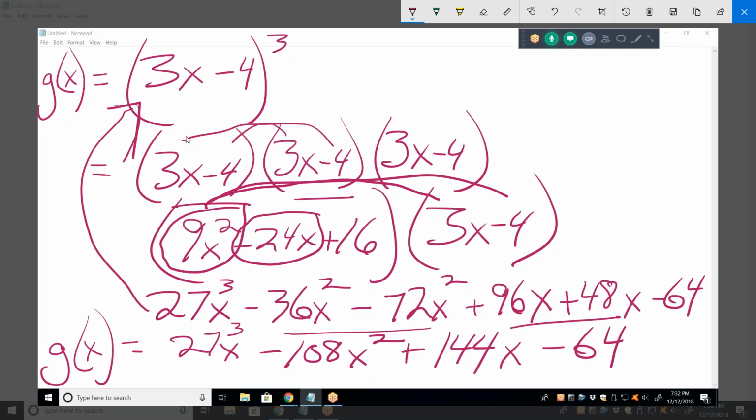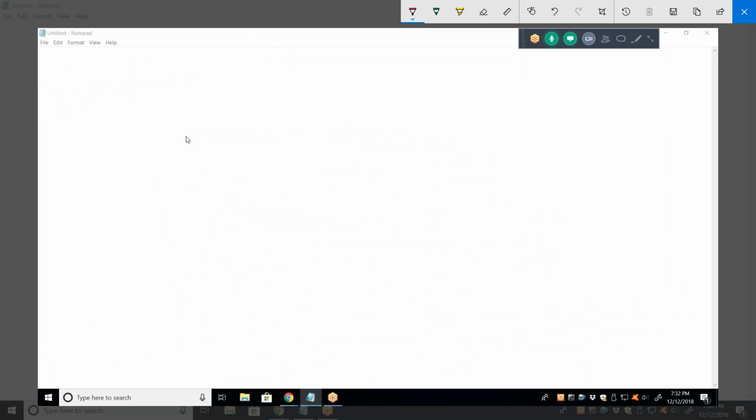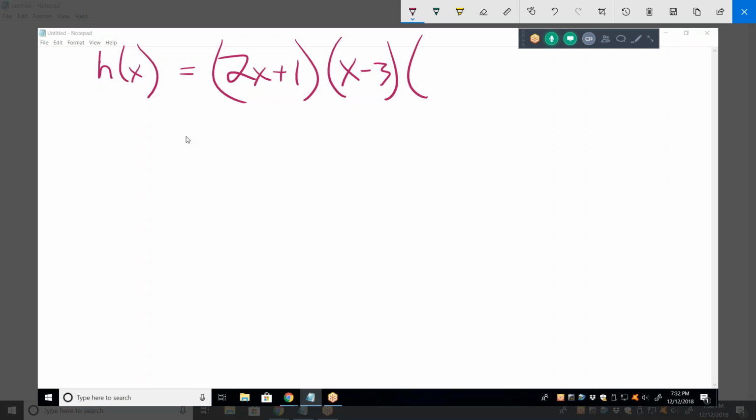So the next one wants us to do the same as the previous problem. Okay, and it's h of x is equal to 2x plus 1, in parentheses, and then another parentheses, x minus 3, and then another parentheses, x plus 4. Okay, we have 10 minutes. You want to do this one or do you want to go to another one? I think I'll try this one, yeah. Okay, go ahead.